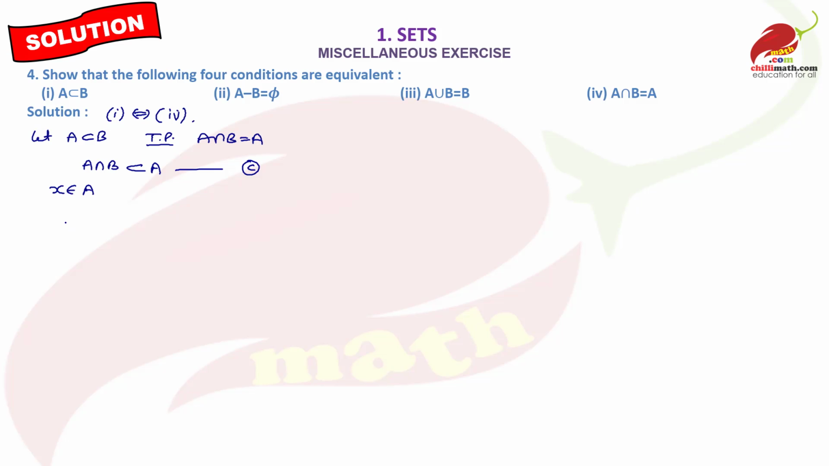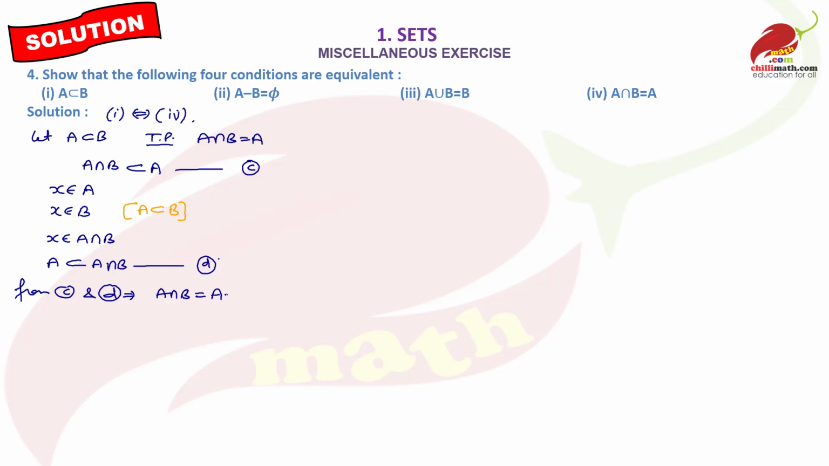And somewhere we prove that A is a subset of A intersection B. To prove that, let us take X belongs to A. X belongs to B also, because A is a subset of B. So it means X belongs to A intersection B also, because X belongs to A also, B also, so definitely it will belong to A intersection B. So here we have X belongs to A and here X belongs to A intersection B. So from these two we can write A is a subset of A intersection B. So let's mark this as equation number D. So from C and D, we can write A intersection B is equal to A. Now we have proved 1 implies 4. This I mark as equation number, suppose, 5.